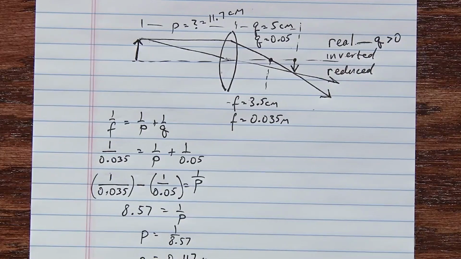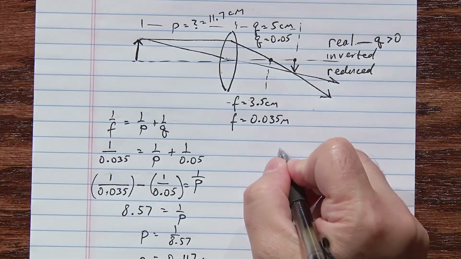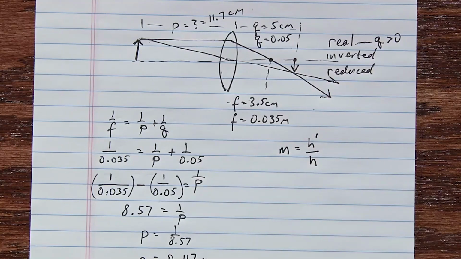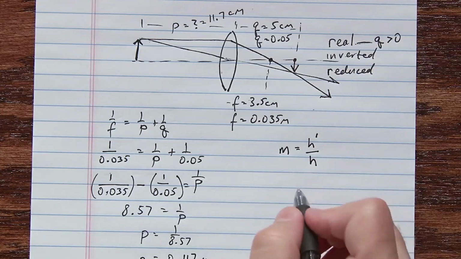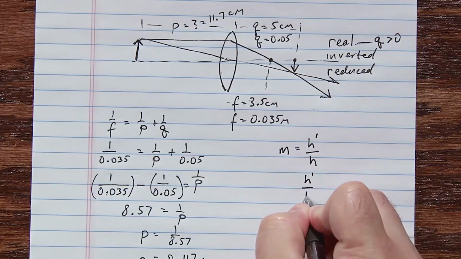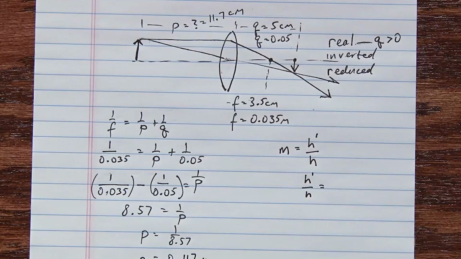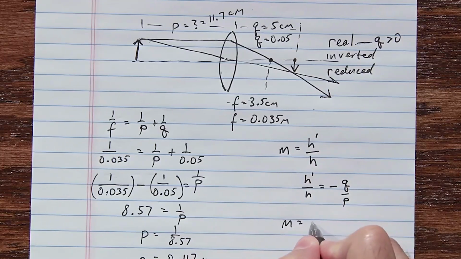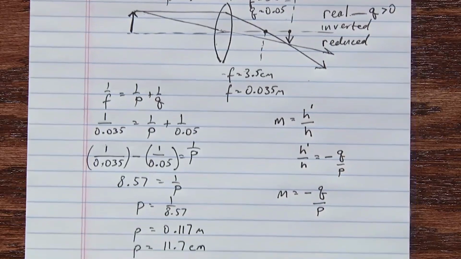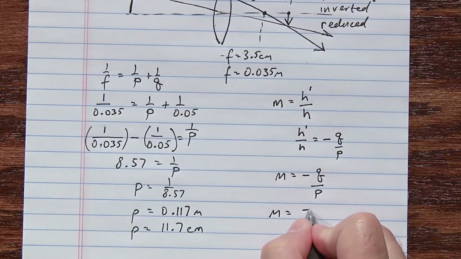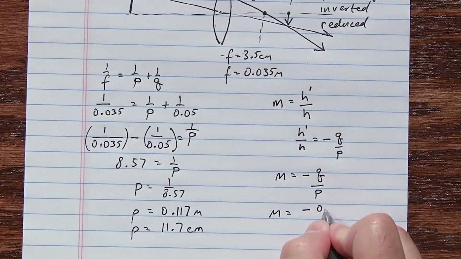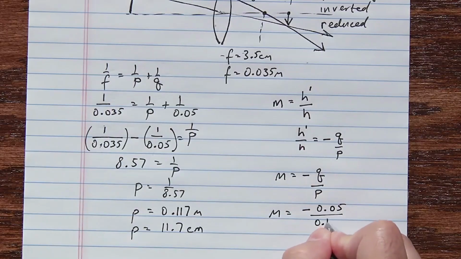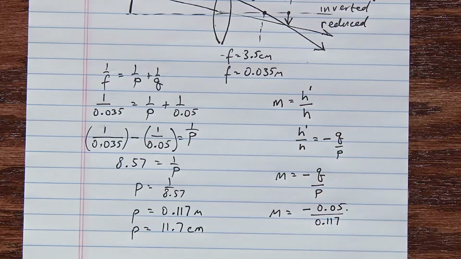All right. How about the magnification? The magnification is equal to h prime divided by h, which is equal to minus q over p. So the magnification is equal to minus q divided by p. So the magnification is minus q, which is 0.05, divided by p, which is 0.117 in meters. We have meters in both cases.